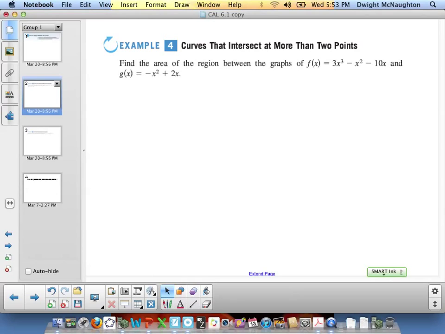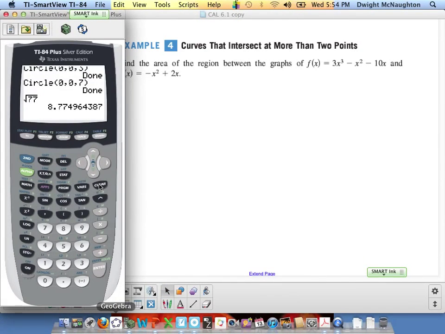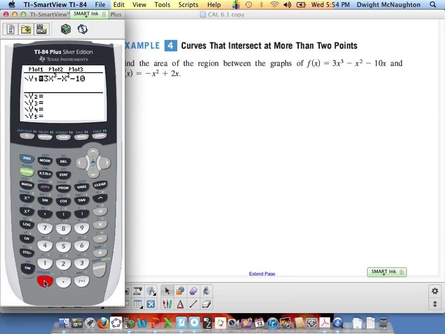So find the area of the region between the graphs of y equals 3x cubed minus x squared minus 10x and y equals negative x squared plus 2x. All right? So we're going to start by graphing this. We'll graph y equals 3x cubed minus x squared minus 10x, and we're going to graph negative x squared plus 2x.